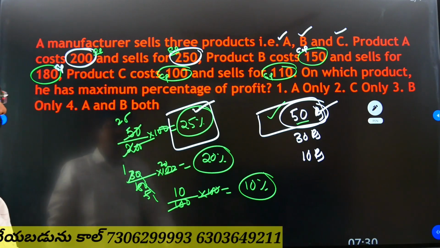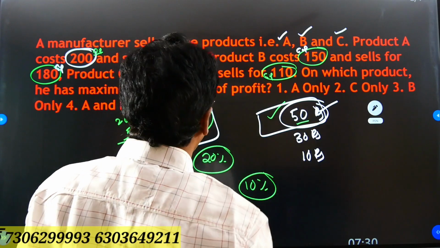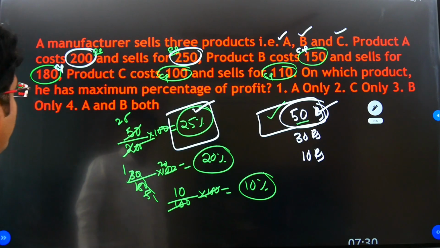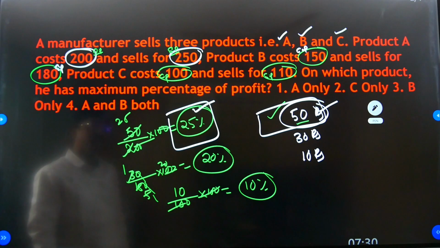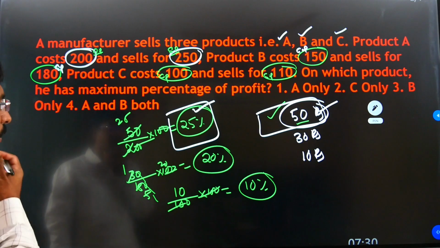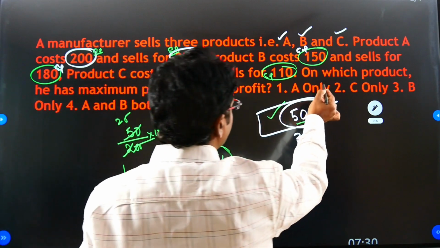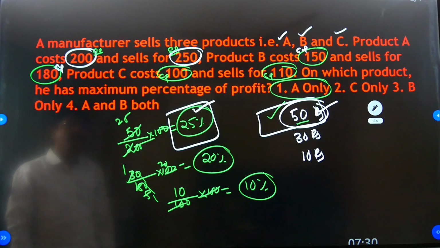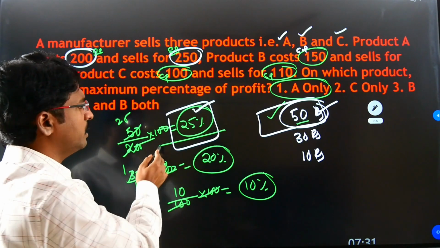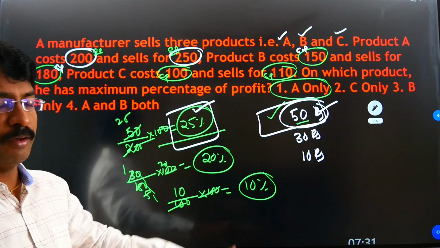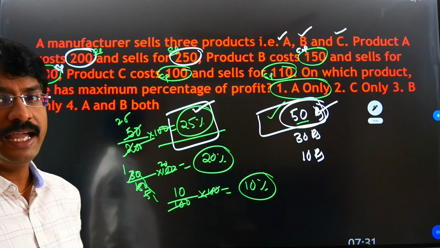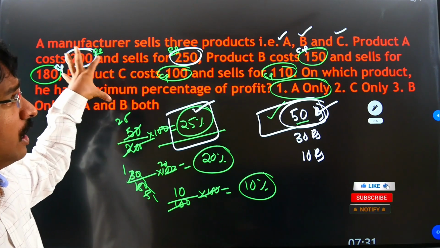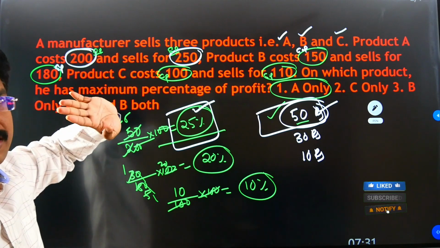See here, option A only. Second one, C only. Third one, B only. Fourth one, A and B both only. But A and B both is not correct. So A only means product A will get the maximum percentage of profit. Why? Because A is 25%, B is 20%, C is 10%, right my dear students? This is how to solve the questions. Only by reading we can tell that.